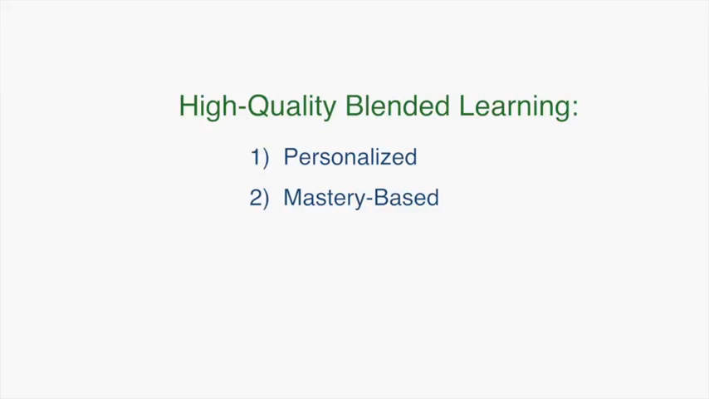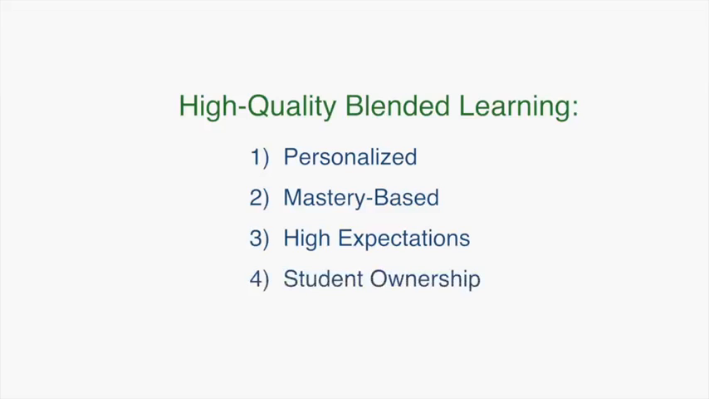Third key element is that it's based on high expectations for students, which means that each student has clearly defined, rigorous standards that prepare them for success in college and career. And the fourth and last element of this definition is that there's student ownership, and this is critical. Student ownership means that students are empowered with the skills, information, and tools that they need to manage their own learning. And we'll talk about this as agency as well, and we think ownership and agency are just essential to blended learning being high quality.